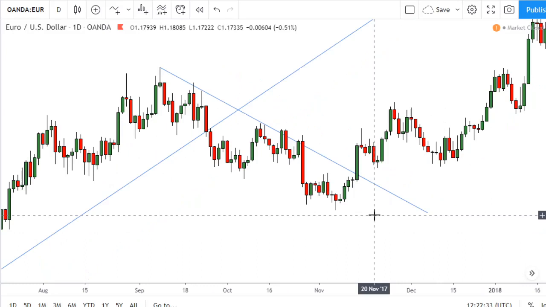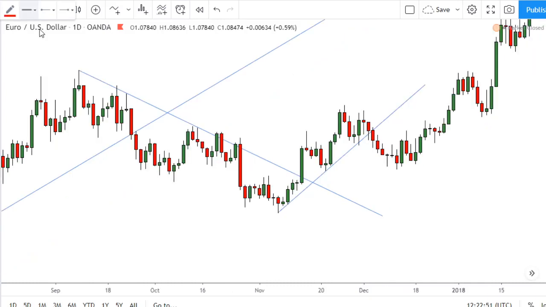Okay, and here we can place another trend line, and you can see once more it's getting interesting now. We have first touch, second touch, third touch of the trend line. But what happened here? We broke the trend line.